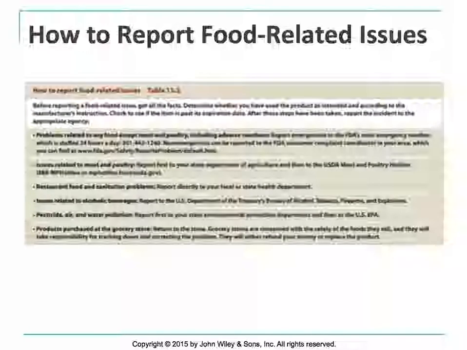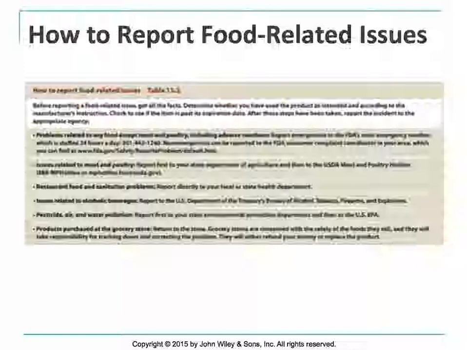Okay, so how do you report? Table 13.2 in your text gives you a specific breakdown of how to report any food-related issue. This can be problems related to meat and poultry. These are specifically reported to the FDA. Issues related to meat and poultry can also be sent to your state Department of Agriculture, who will then send those on to the USDA meat and poultry hotline.